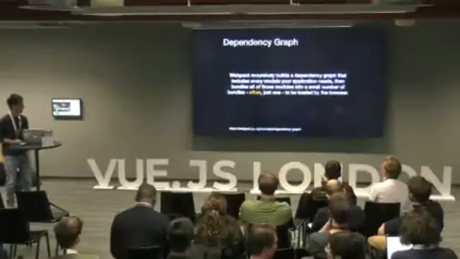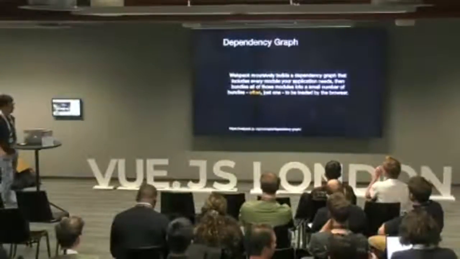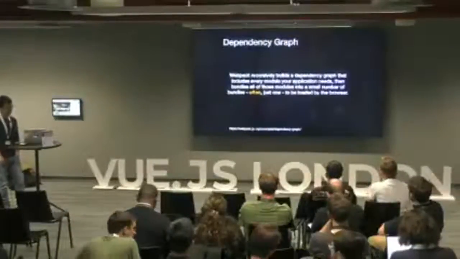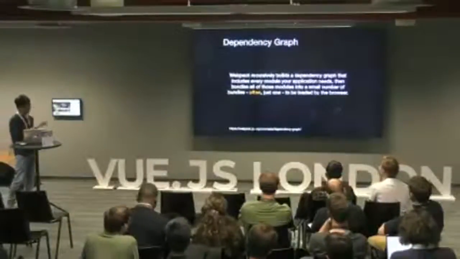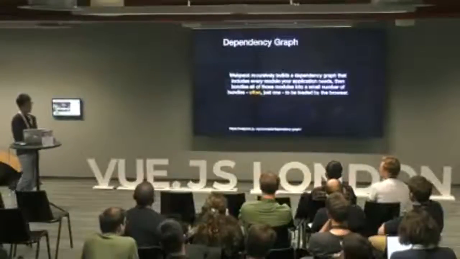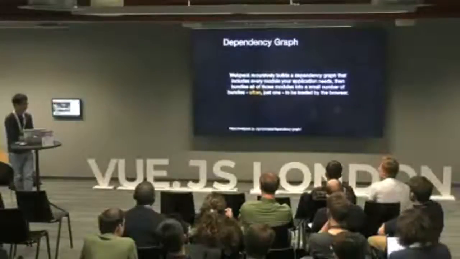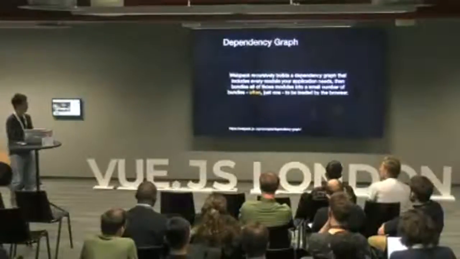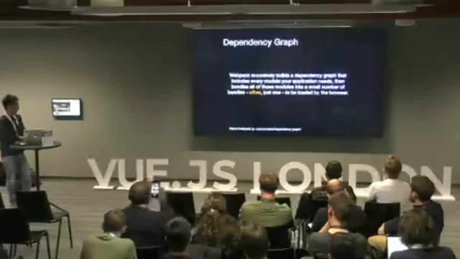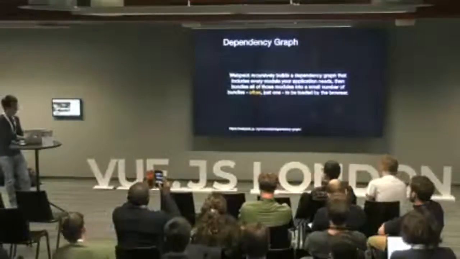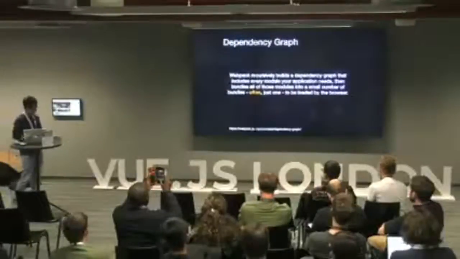But here is another concept in Webpack I would like to mention. In Webpack, there is something called a dependency graph. It's because when Webpack tries to compile your project from each entry point, it will recursively find all the dependencies of your entry point. For example, here.